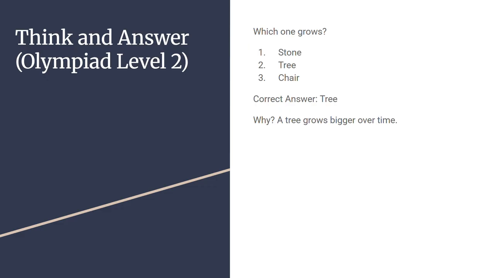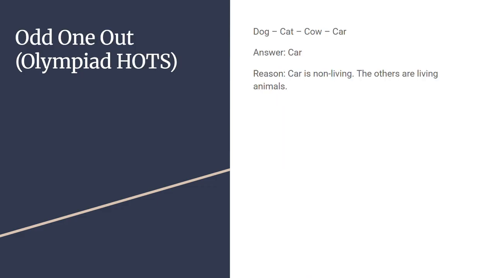And which one grows? Stone, tree, or a chair? Yes, your answer is tree. Tree grows. Why? Because a tree grows from a small baby plant to a big tree. So which one needs water? Plant, toy, or a table? Yes, plant needs water to live and to grow.